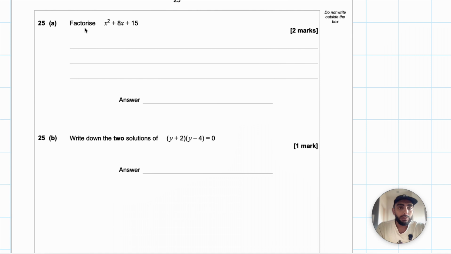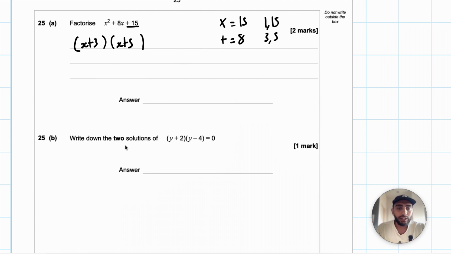Question 25. Factorize x squared plus 8x plus 15. It's a quadratic because the highest power is a 2 here. That means we're going to need double brackets. We're looking for two numbers that multiply to give this constant, the number on its own, two numbers that multiply to make 15, and two numbers that add to make 8. Let's write out our factor pairs of 15: 1 and 15, 3 and 5, and that would be it. So which of these pairs would add up to make 8? It's going to be 3 and 5. So in one bracket I'll have x plus 3, in the other bracket I'll have x plus 5.